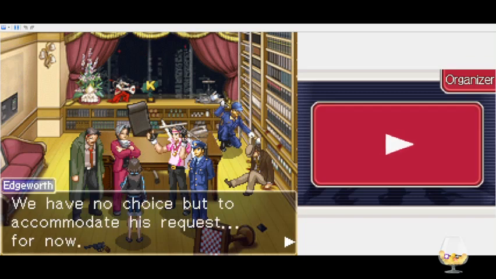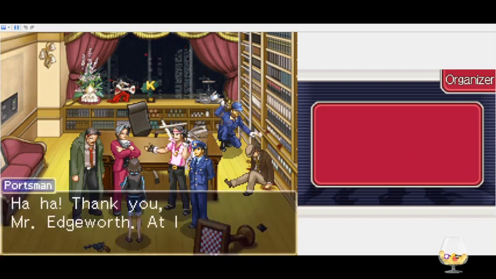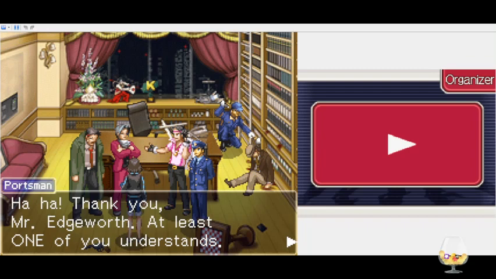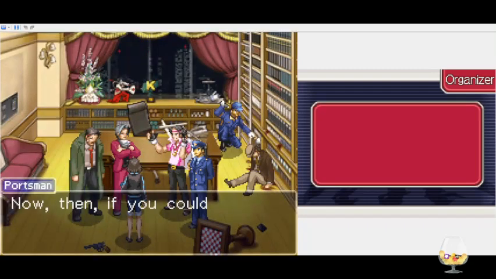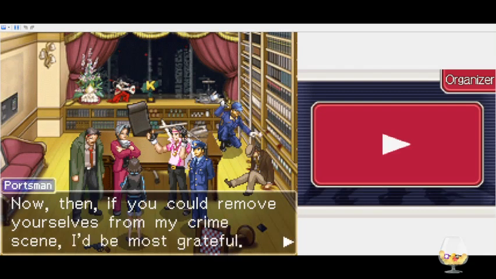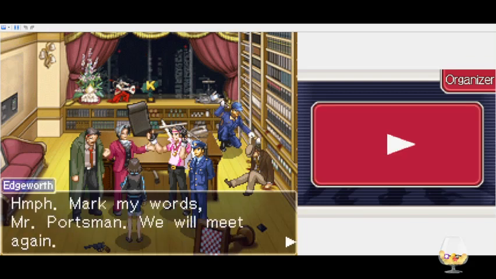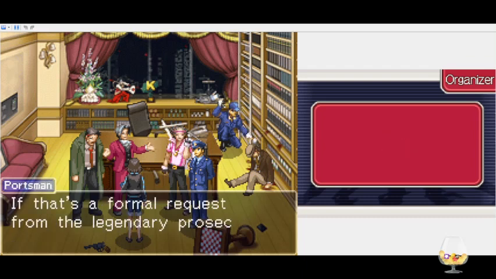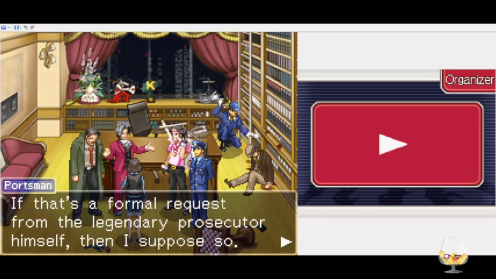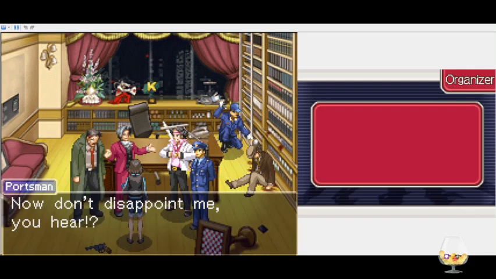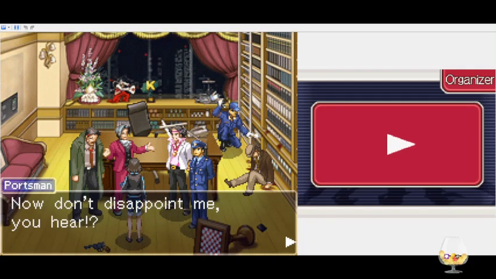We have no choice but to accommodate his request, for now. Thank you, Mr. Edgeworth. At least one of you understands. Now then, if you could remove yourselves from my crime scene, I'd be most grateful. Mark my words, Mr. Portsman, we will meet again. If that's a formal request from the legendary prosecutor himself, then I suppose so. No, don't disappoint me, you hear?